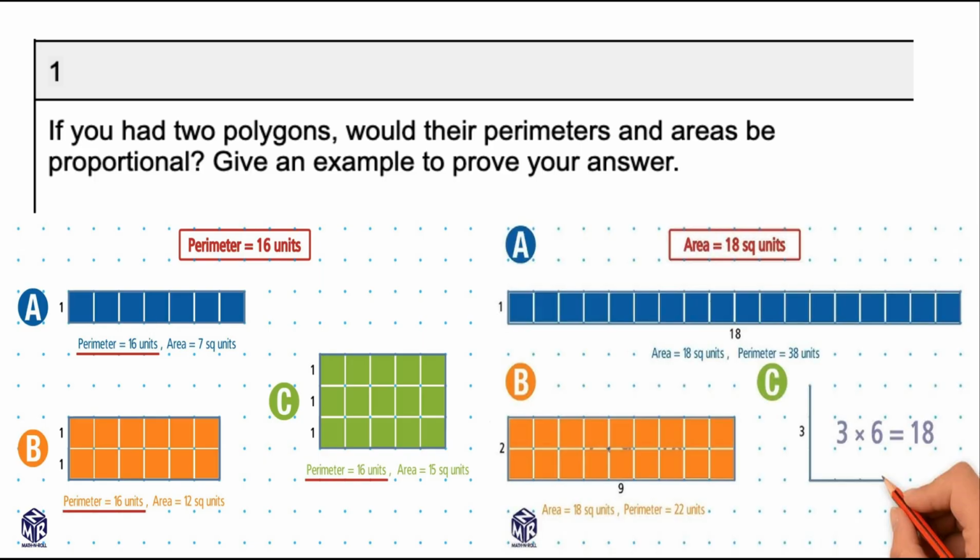And just doing this vice versa, if we have equal areas, their perimeters also could be different. So this is a 1 by 18 rectangle, and so the perimeter is 38 and the area is 18. And then down here we have 2 times 9, which is 18 for our area, but the perimeter is 22. So perimeter and area are not always indicators that shapes are exactly the same.